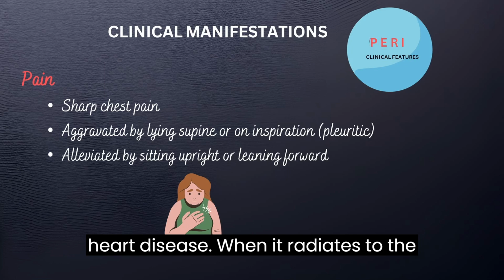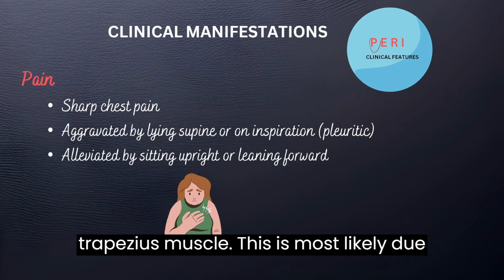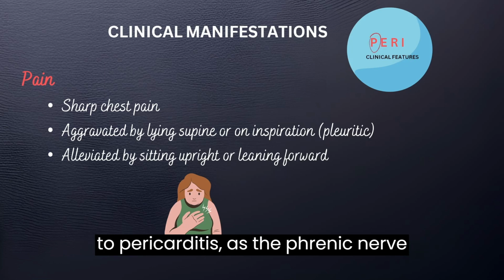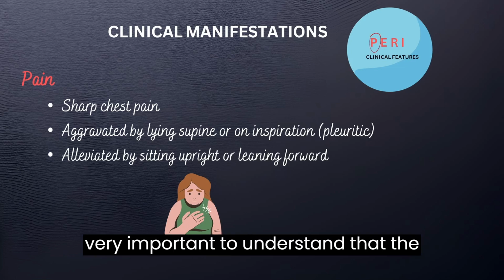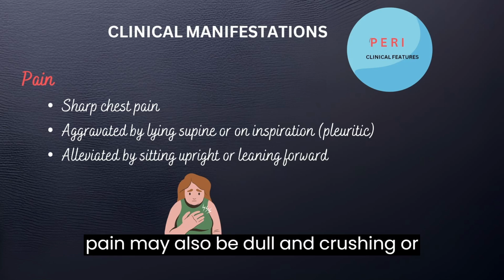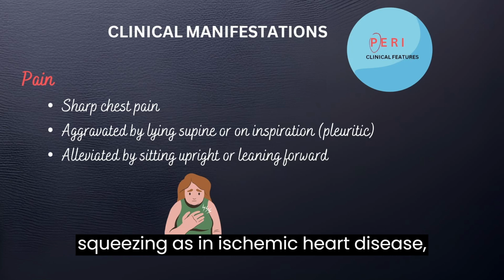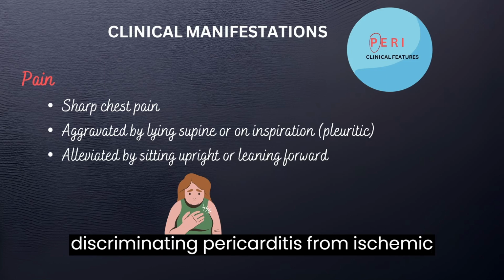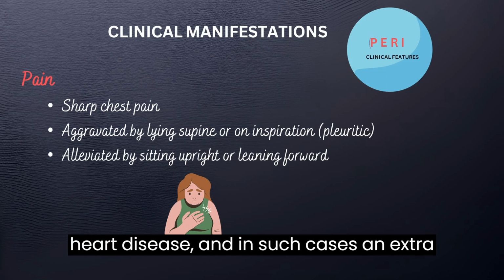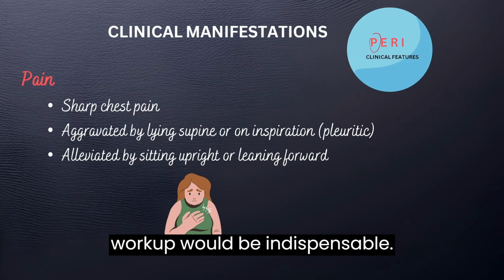When it radiates to the trapezius muscle, this is most likely due to pericarditis as the phrenic nerve runs through the pericardium. Now, it's very important to understand that the pain may also be dull and crushing or squeezing, as in ischemic heart disease, which may pose a challenge to discriminating pericarditis from ischemic heart disease. And in such cases, an extra workup would be indispensable.